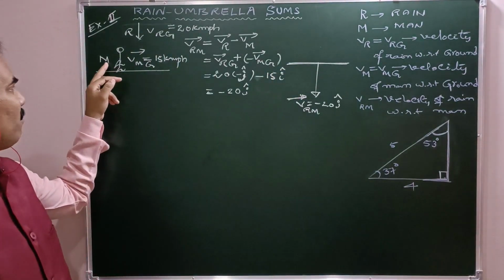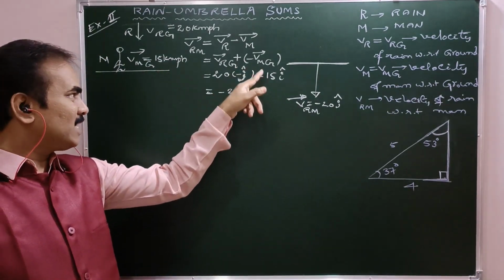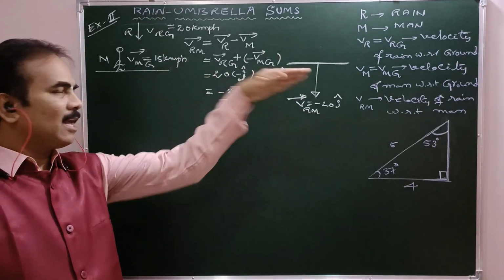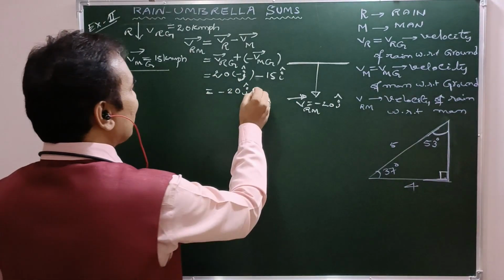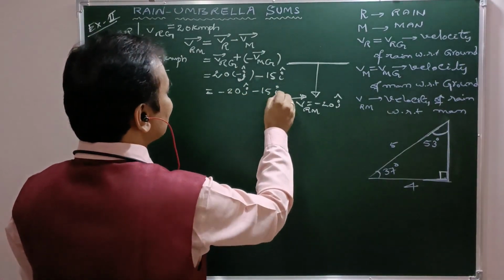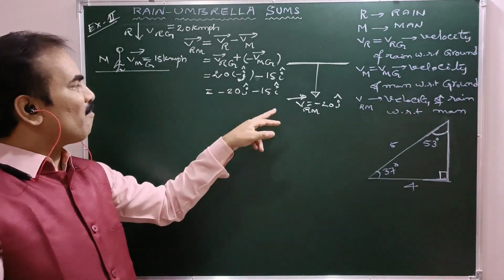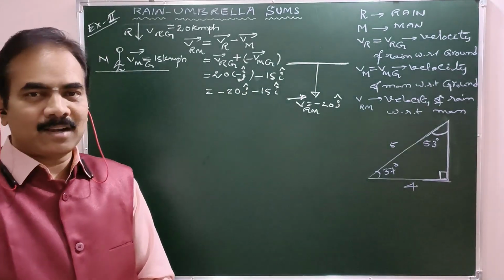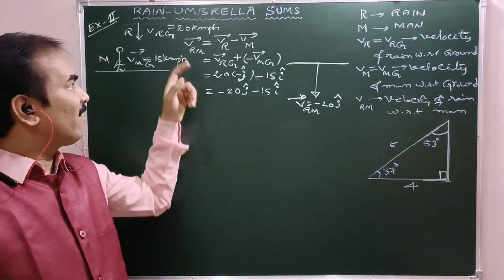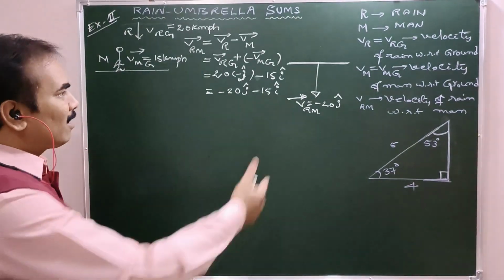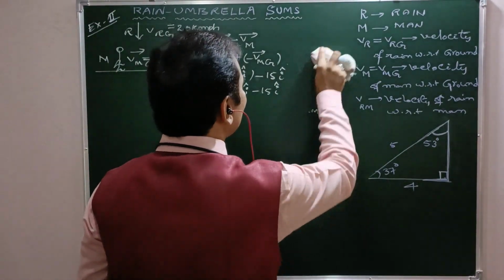See, what is the direction of motion of man here? Along positive x-axis, that is plus VMG, which is 15 i cap, as it is the positive x direction. So VRM is equal to minus 20j minus 15i cap. See, the velocity of rain with respect to man has two components, x component negative and y component also negative. If x and y are both negative, we came to know that the vector VRM lies in the third quadrant, not along the negative y direction, but along which direction?